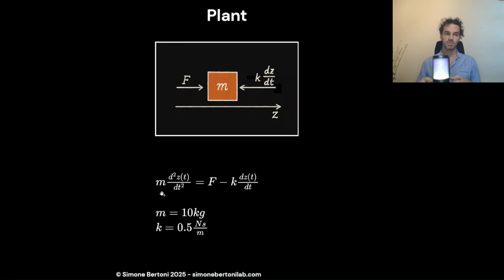So the mass of the object multiplied by the acceleration, which is the second derivative of the position, is equal to the force minus the linear friction coefficient multiplied by the speed, which is the first derivative of the position. Then the mass is 10 kilograms, K is 0.5 Newton seconds per meter. Okay, these are arbitrary numbers just for this example.